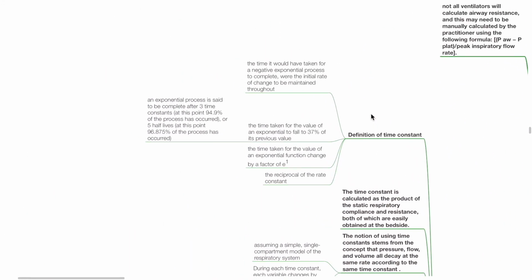Definition of time constant. Time constant is the time taken for the value of an exponential to fall to 37% of its previous value. An exponential process is said to be completed after 3 time constants. At this point, 94.9% of the process has occurred. At 5 time constants, 96.875% of the process has occurred.